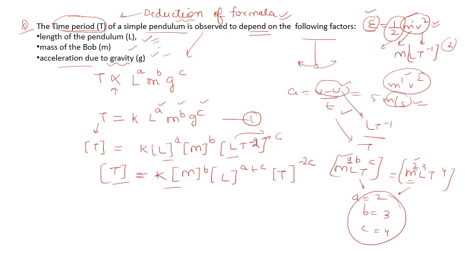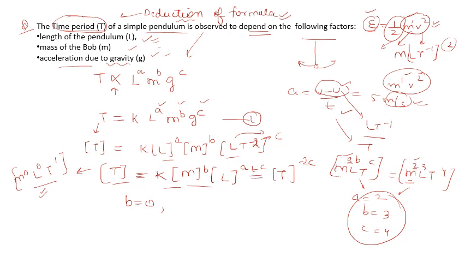Similarly, if you apply it here, you can see that on the left hand side there is no M, no L, only T is there. Now compare. Here M is raised to power b, here M is raised to power 0. So b would be 0.